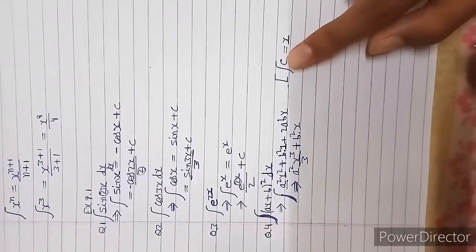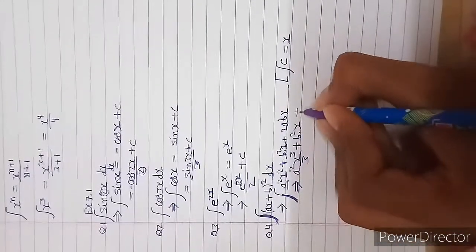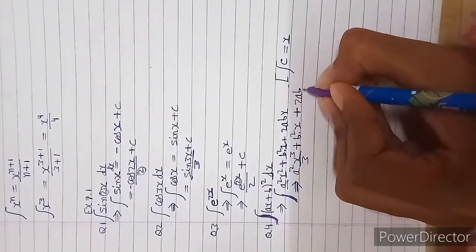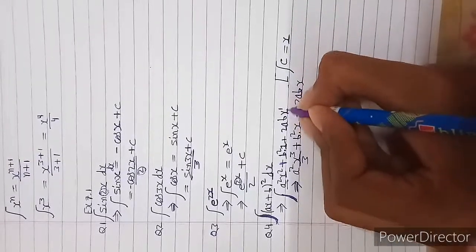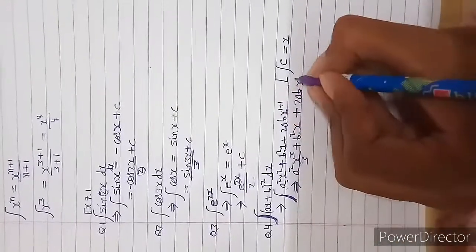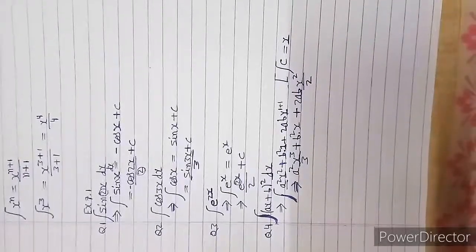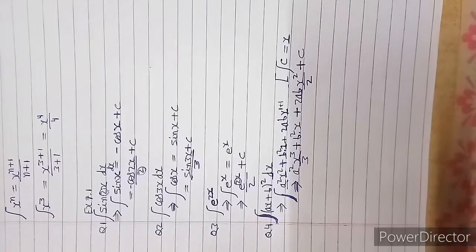This c represents constant. Now we will take our last term, which is 2abx. So 2ab is constant again. What is the integration of x? X here power is 1. We will add 1 more, so it will be x square, and denominator 2 will come. Don't forget it. And plus c also you have to add.